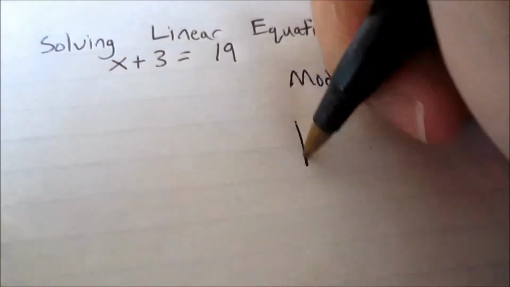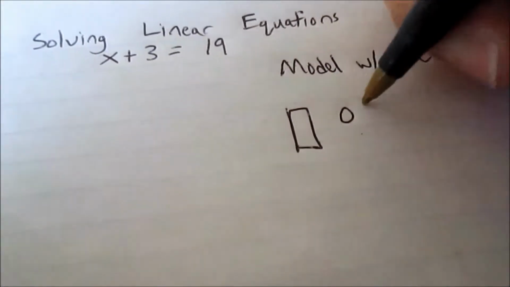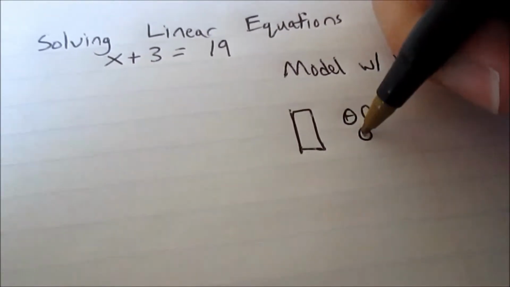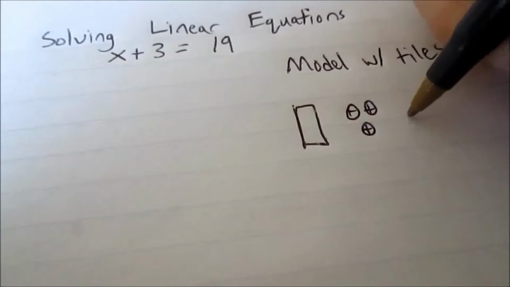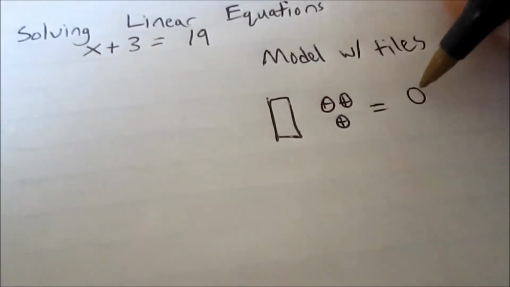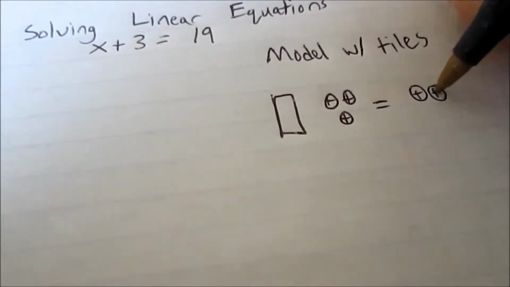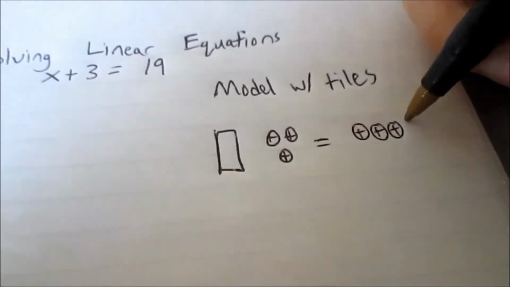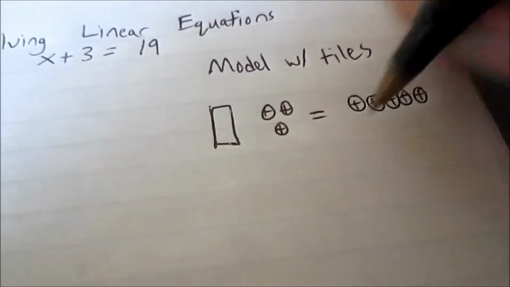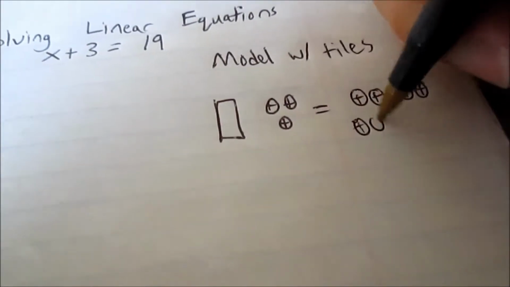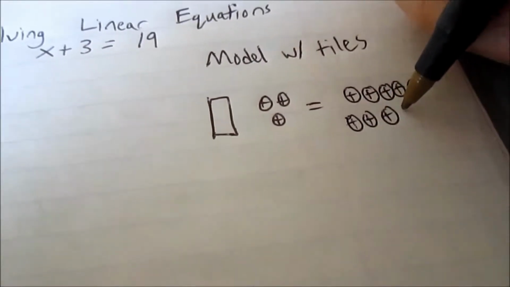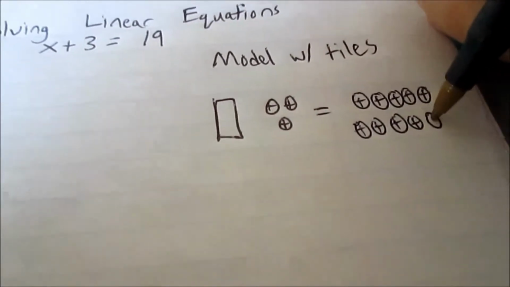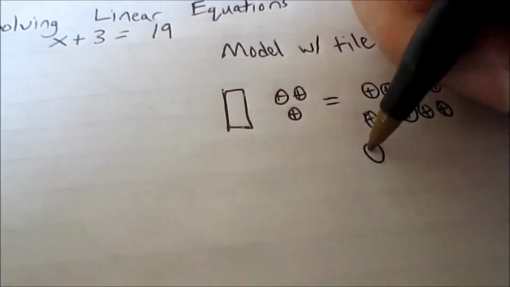The second method is using tiles to model the equation. Still, the goal is at the end to isolate x, and I'm going to use this bar as a symbol for x, and I'm going to use 3 circles with positive signs as a symbol for plus 3, and I put equals, and then I'm going to use the circles again with positive signs to represent positive 19.